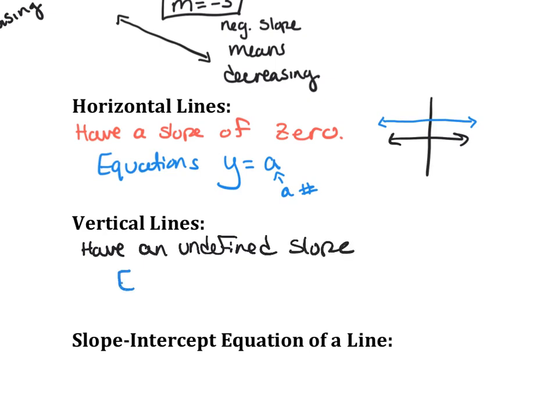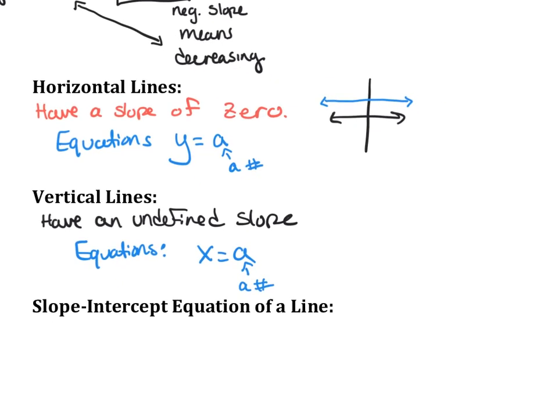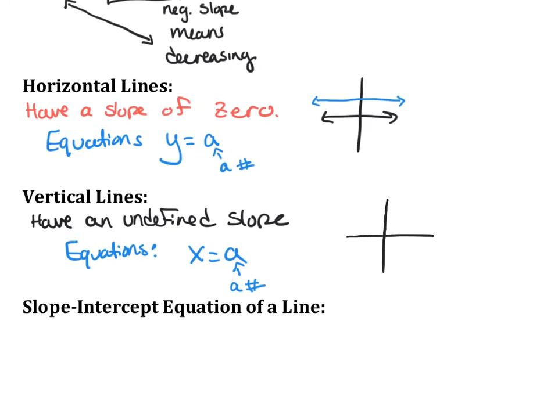And their equations are always going to be x equals a, where a is just a number. So if we had our graph, a vertical line has an undefined slope, and so it has the same x value for every single point, which is why it's x equals, whereas horizontals have the same y value for every point, which is why it's y equals. Okay, so horizontal lines have a slope of 0, undefined slope is for vertical.